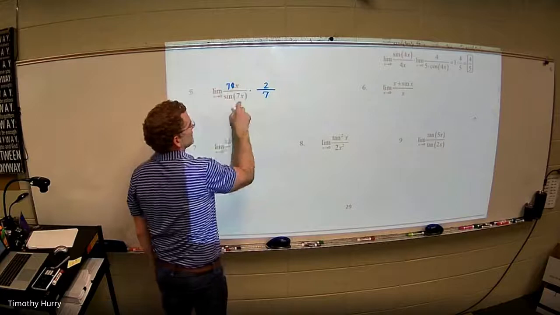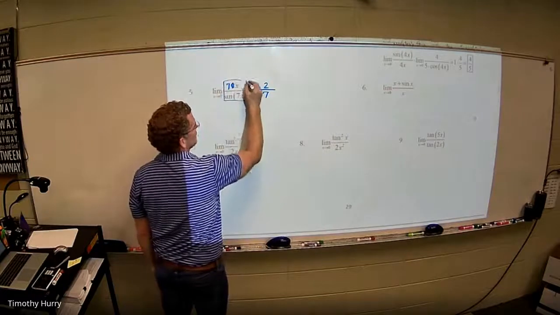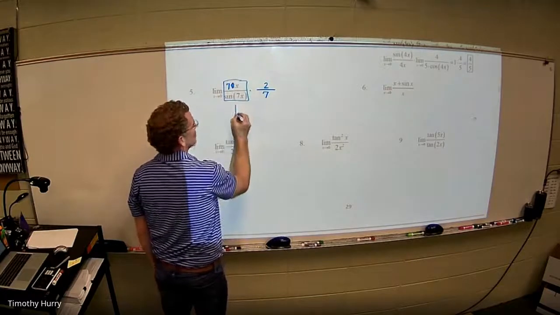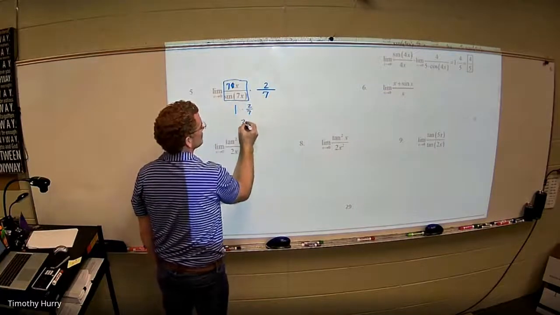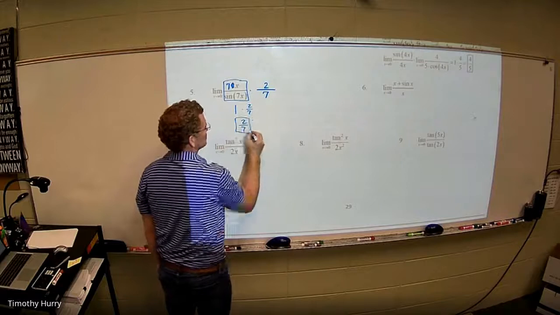Then, when I take the limit, what is the limit of 7x over sine of 7x? It's 1. And what's the limit of a constant? Well, you just bring that constant down, and you end up with 2 7s.